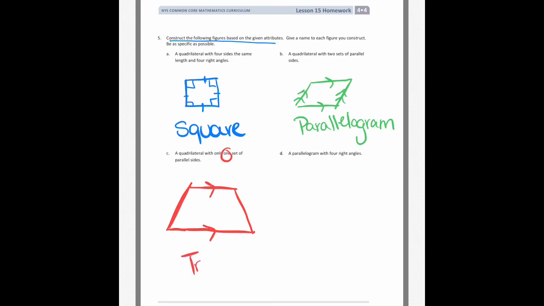Okay, and D, a parallelogram with 4 right angles. So that either could be a square or a rectangle, but since it didn't say all sides were equal, I'm going to say a rectangle. And the opposite sides are parallel.